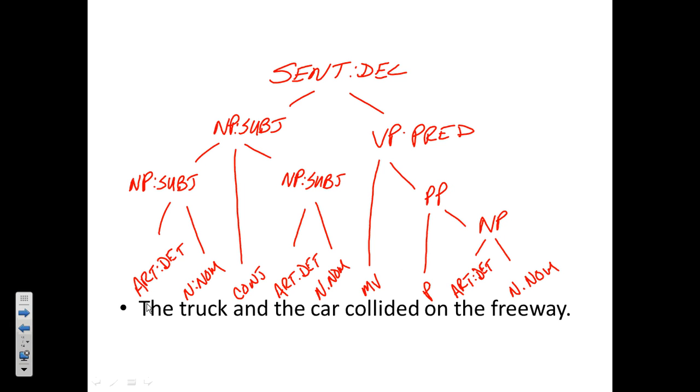The first sentence: the truck, article determiner, noun nominal, and the car, article determiner, noun nominal, collided on the freeway. Okay, so we're talking about the truck collided on the freeway, the car collided on the freeway. The conjunction connects two noun phrase subjects to make one. Collided is the main verb, goes into the verb phrase. On is a preposition. The freeway is a noun phrase. On the freeway is a prepositional phrase. Collided on the freeway is the verb phrase predicate, and the subject and the predicate combine to make a sentence, which is declarative because it's a statement.